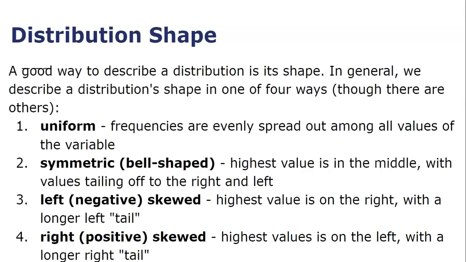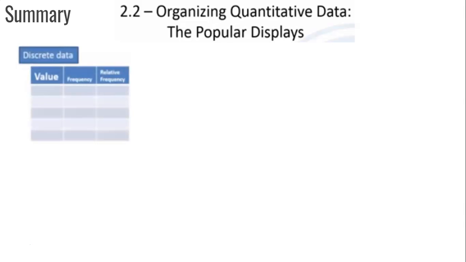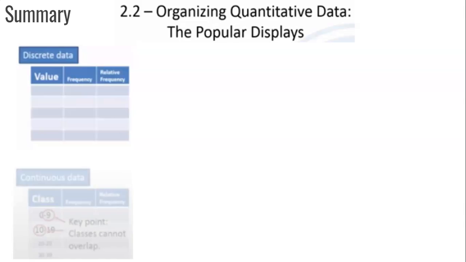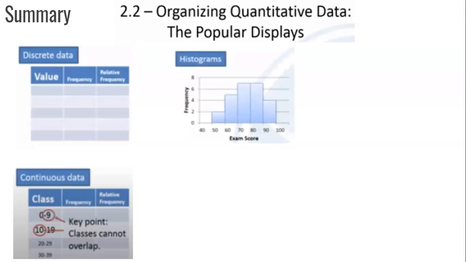Alright, let's summarize section 2.2, the quantitative data and popular displays. We talked about discrete data for our tables: the column on the left is just the individual values. If you have continuous data, you have classes, and the key point is that the classes cannot overlap. We talked about histograms, whose bars have no gap between them because the values are right next to each other. So if you have 69, next to 69 is 70. That's the difference between the bar graph and histogram.